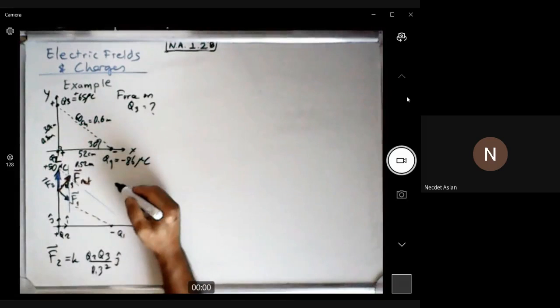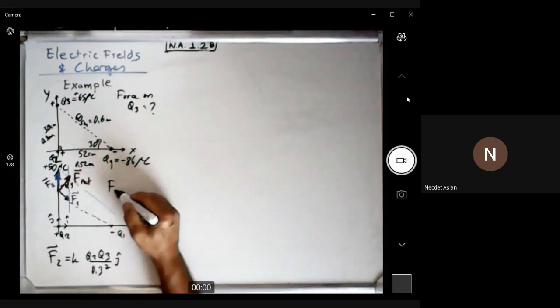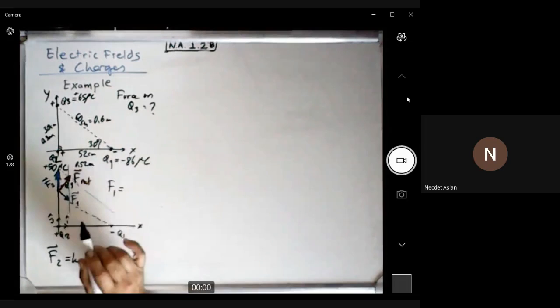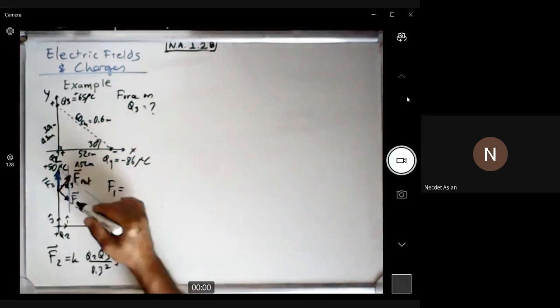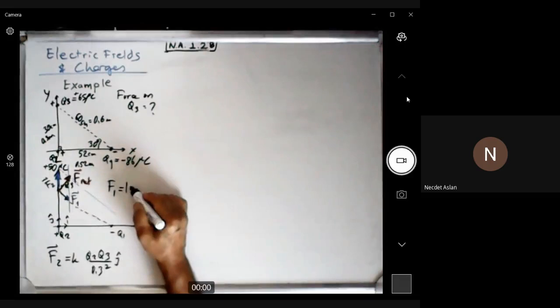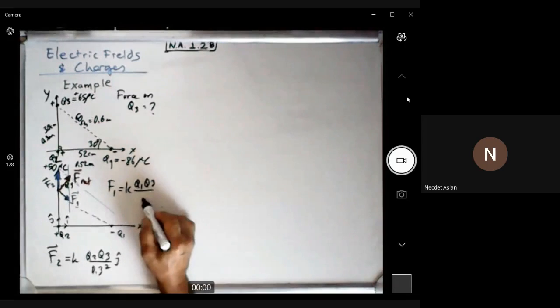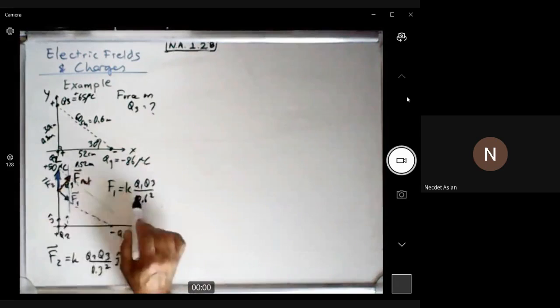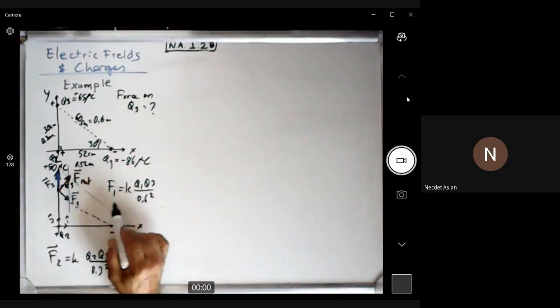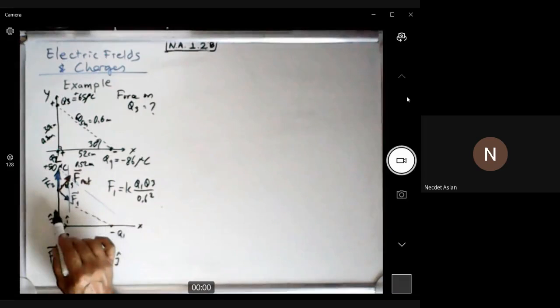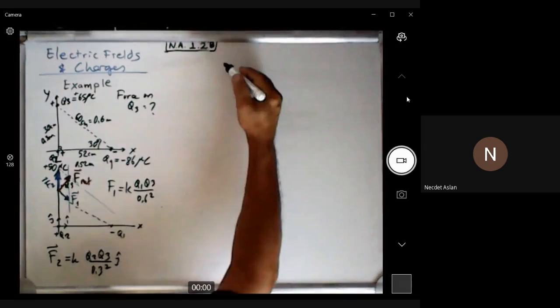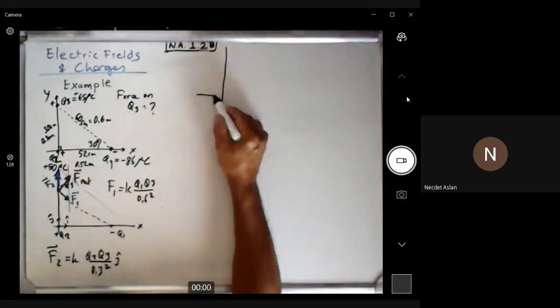Now, I can write the magnitude of F1, without the vector sign, the F1 will be just K, Q1, Q3 divided by, now the distance is given, 0.6 square. However, we cannot really use this by itself because F1 has two components, as you see, X and Y components. So I'm drawing this again here.